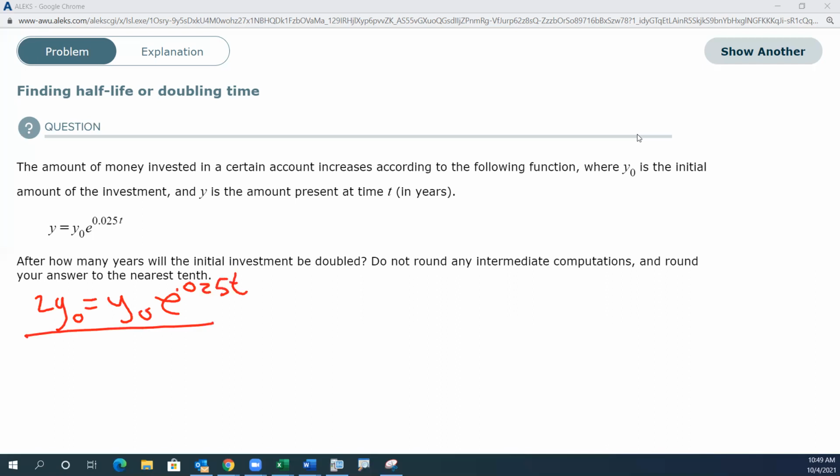Now at this point, I divide both sides by y sub 0, and I get 2 equals e to the 0.025 t. Now notice, I got a 2 on the left side. It didn't matter what my starting amount was. That's the nature of exponential growth and decay. It doesn't matter how much you start with. How long does it take for it to double? Well, if you have $1 in there, it'll take the same amount of time to double that to $2 as it will to get from $1 million to $2 million.